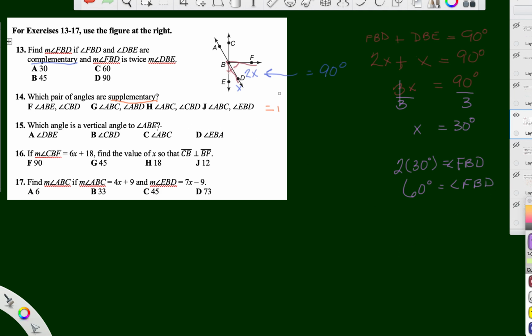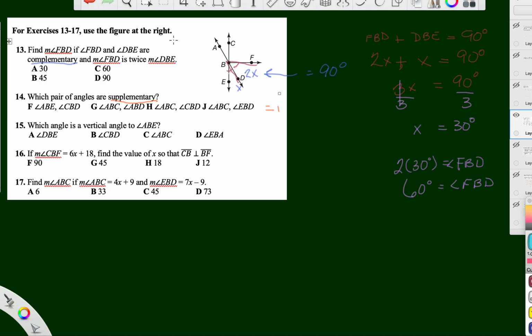Good? All right, let's move on. Which pair of angles are supplementary? Oh my goodness, now I'm going to have to go in and grab a different color. I used orange on the last one. So I'm going to start looking at these things. I want two angles that give me a straight line.